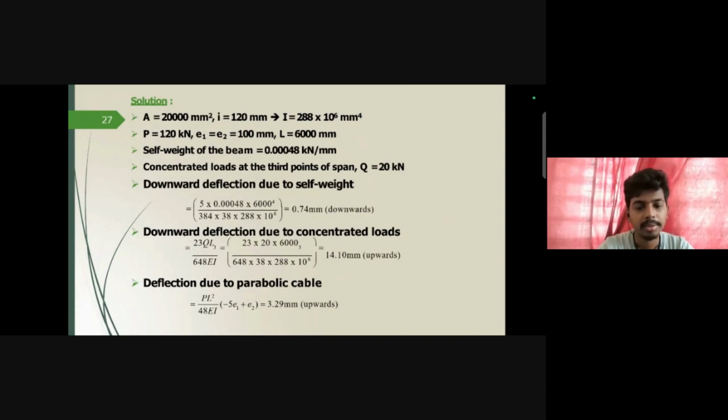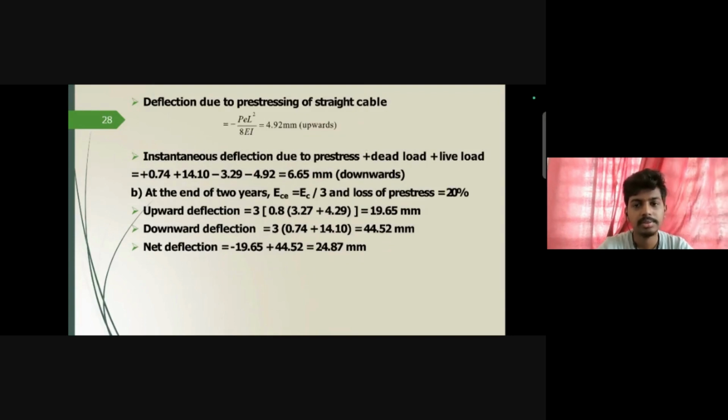The deflection due to parabolic cable is PL² by 40 EA into minus 5 e1 plus e2, which we saw in the previous slides. The answer is 3.29 mm, which is acting upwards. And then the deflection due to pre-stressing of straight cable is minus PeL² by 8EI, which is equal to 4.92, which is acting upwards.